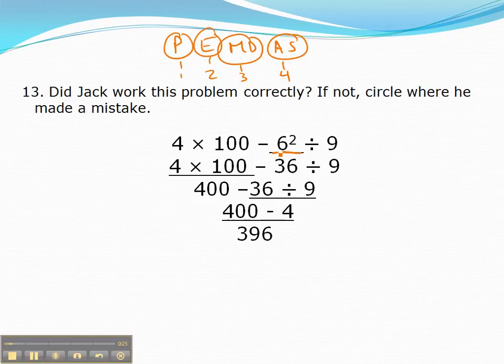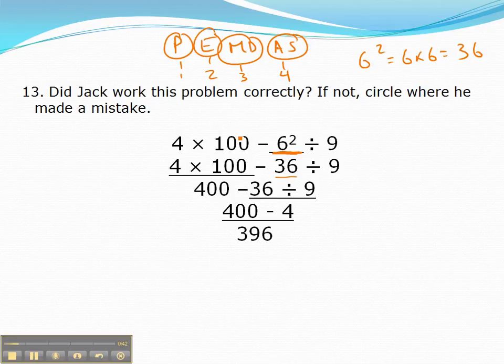And that's what he found. He underlined this 6 squared. 6 to the second power means 6 times 6, two 6's multiplied together, and that product would be 36, and that's what he showed right here. And then he rewrote the rest, 4 times 100 minus 36 divided by 9.